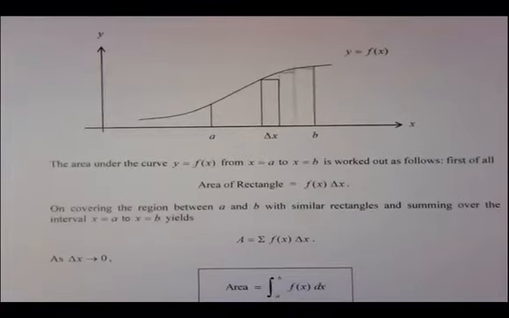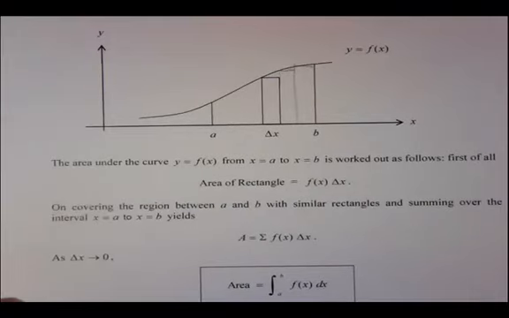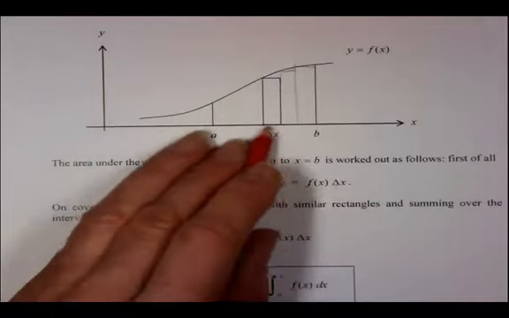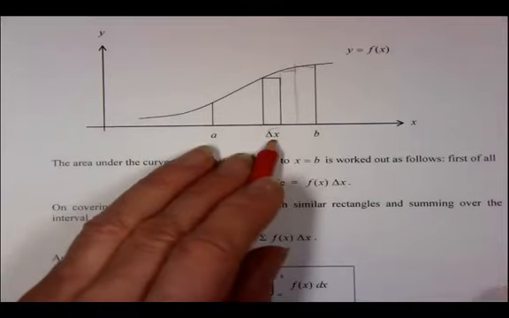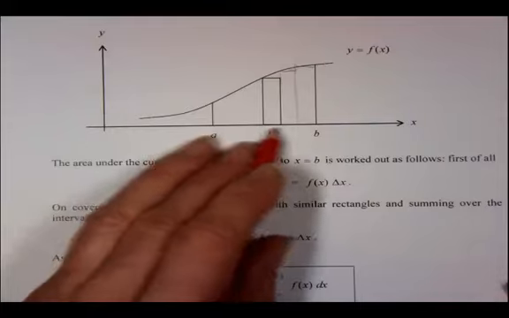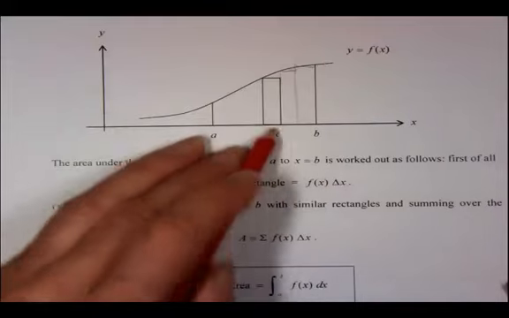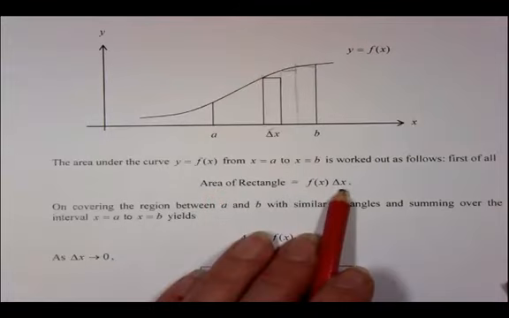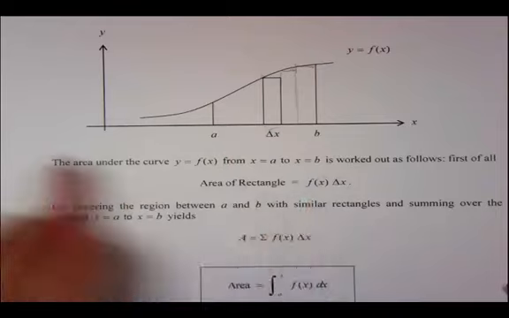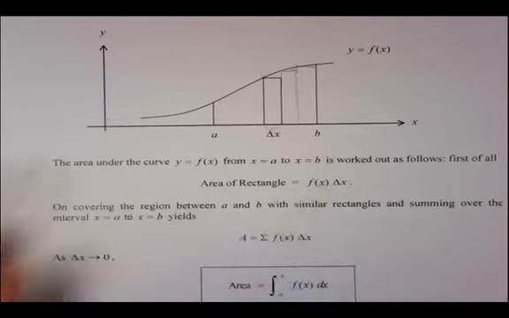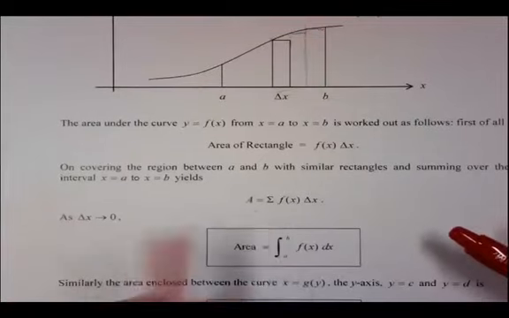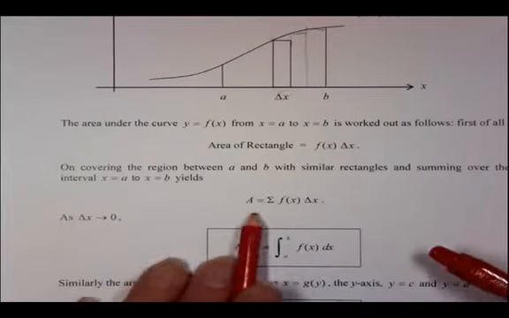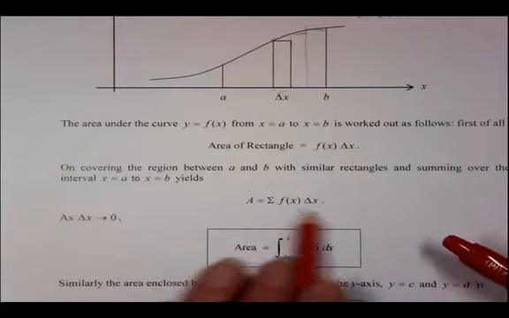Each rectangle has area: the width of the rectangle, which we'll call delta x, where delta x means a small change in x, times the height of the rectangle, which is the function value at a point x. So the area of a rectangle is f(x) delta x. You take the appropriate x, and you've got your width, which is a small value, and you add them all up. That's what this says here. The area, or an approximation to the area, is the sum of the areas of all these rectangles.